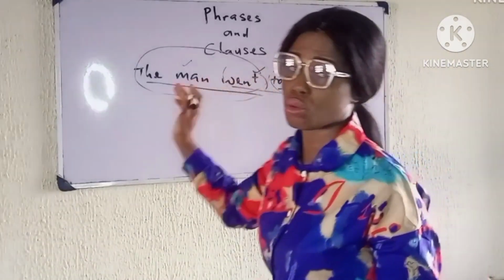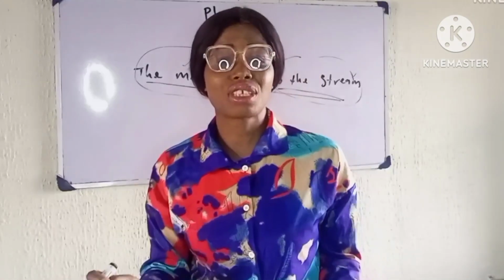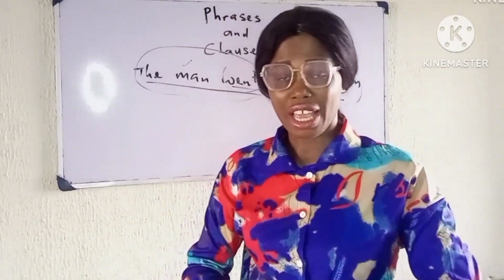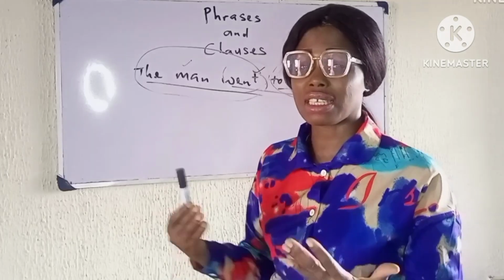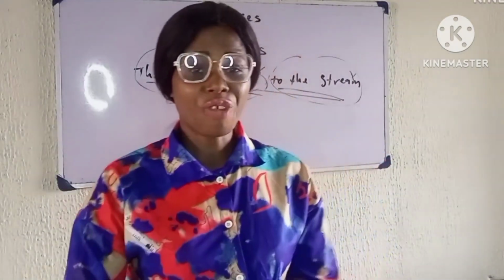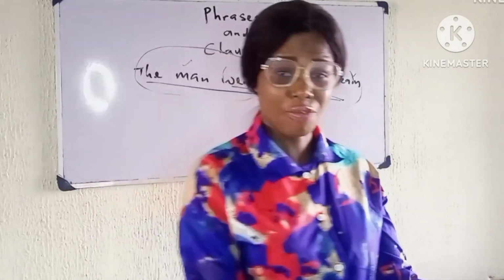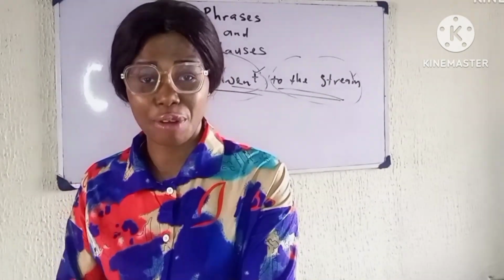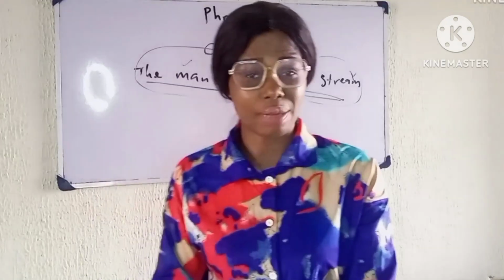So that brings us to what a clause is. A clause is a group of related words that contains a subject and a verb. When you have a group of words that contains a subject and a verb, we call it a clause. So the difference is that a phrase does not contain a verb and does not contain a subject, while a clause contains a subject and a verb. I hope you already know what a subject is.